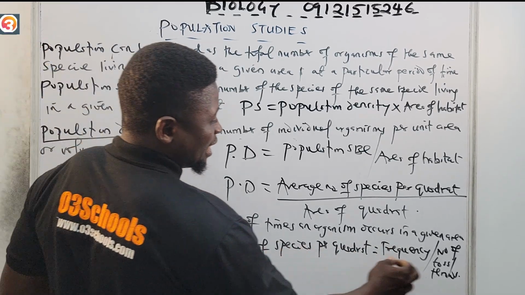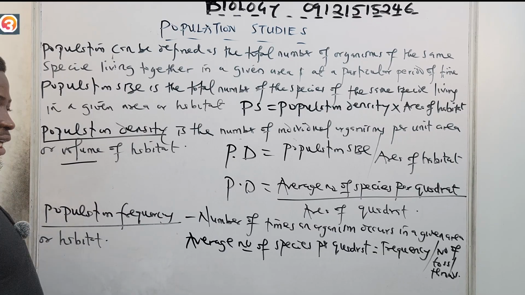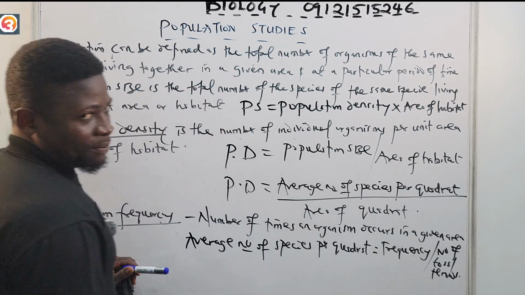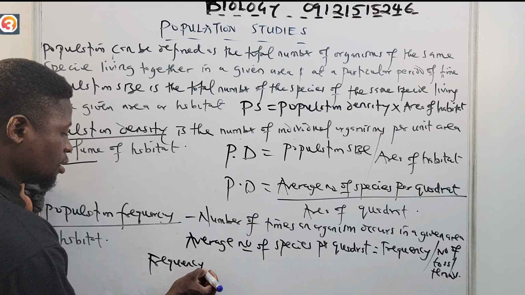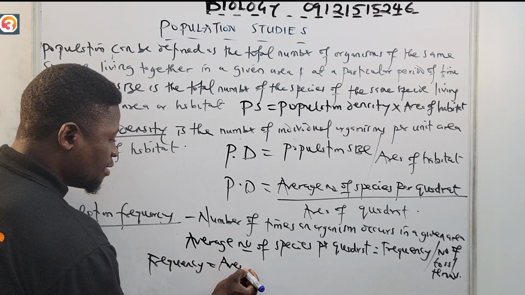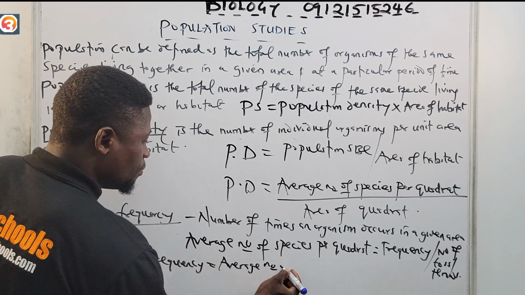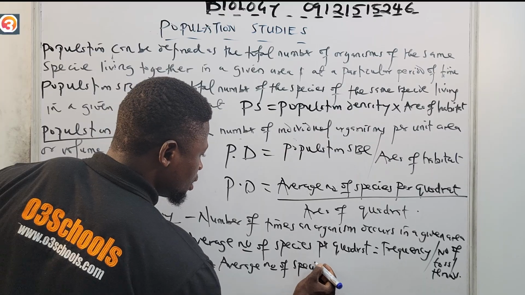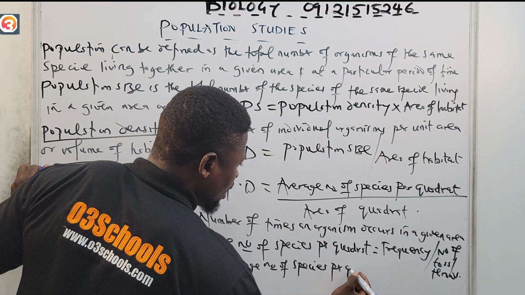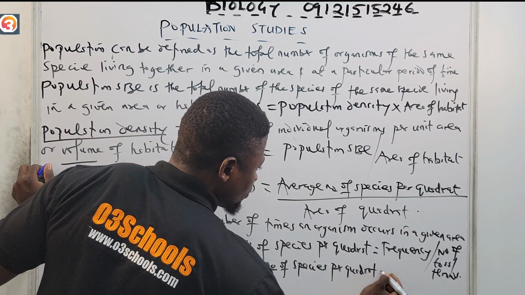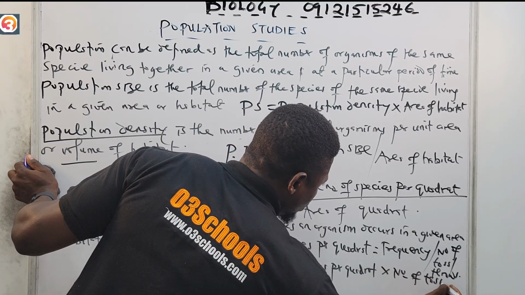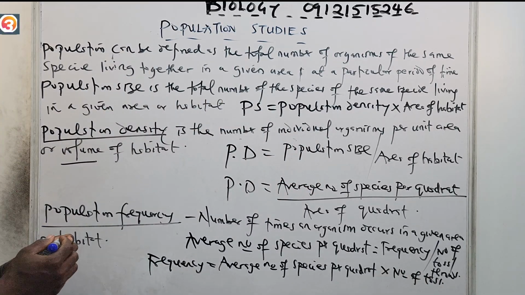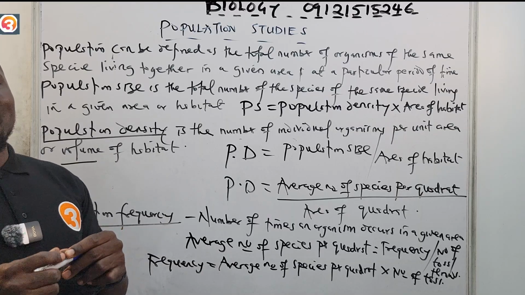Average number of species times what? Number of quadrats, or throws. I just wanted to bring in what frequency is. Okay, so frequency will be what now? This average number of species per quadrat. Now times what now? Times number of throws. Okay, all right. So that is what frequency is, on the other hand.